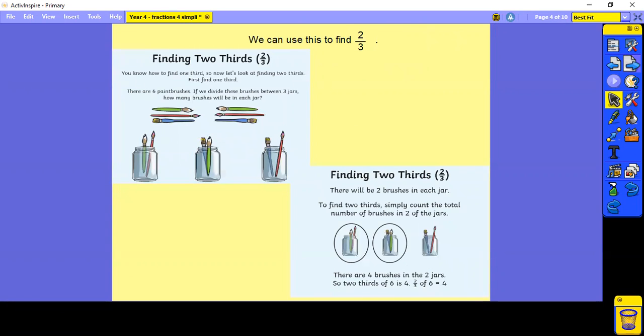And we can use this to find 2/3. So again, we come back to finding 1/3, which is our denominator, and then looking at what 2/3 would be. So we have 6 paintbrushes, and we're going to divide them into 3 groups. And we can see that we get 2 paintbrushes in each group. Then we want to find out what 2 of those groups would be. So here are our 2 groups. We have 4 paintbrushes in total. So 2/3 of 6 is 4. And here it is again written as a fraction.